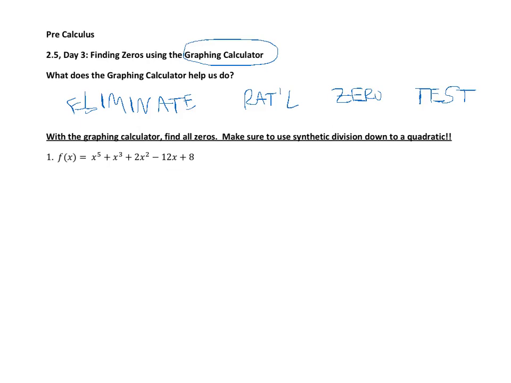And I'm still going to do the same thing. Use synthetic division, get it down to a quadratic, to figure out those last two zeros, if I have to use the quadratic formula, and if it gives me complex zeros.